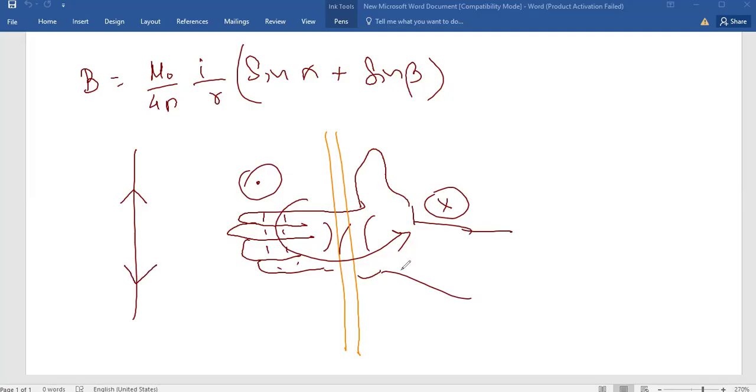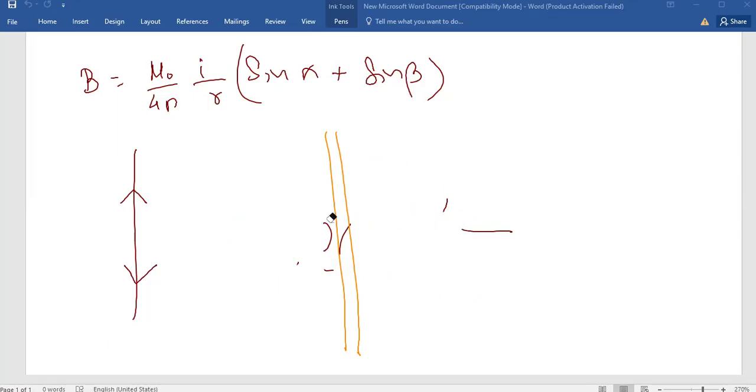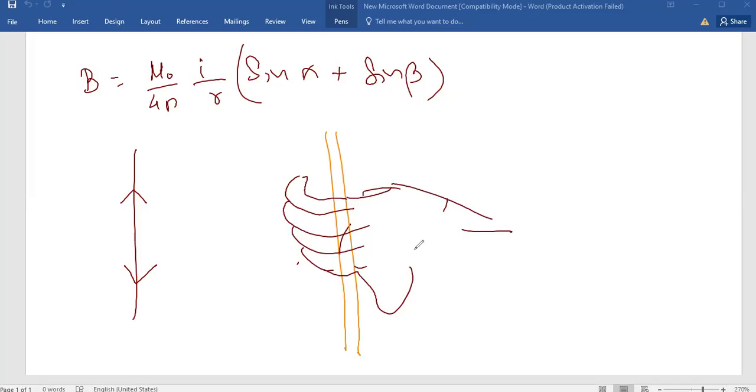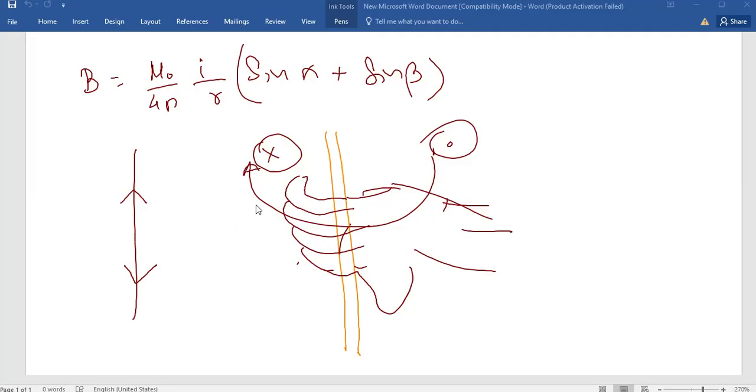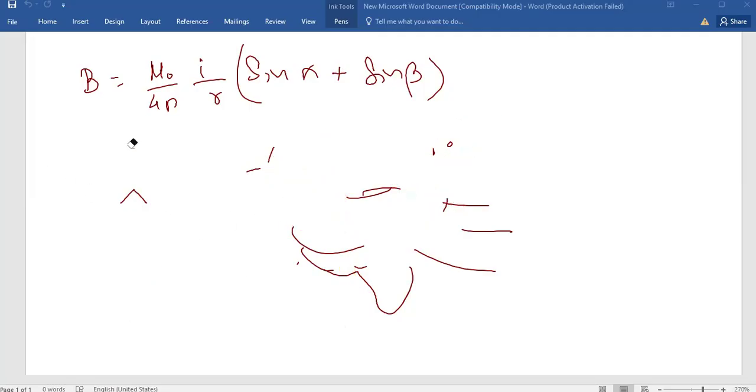If your current is going like this, then you have to change your entire hand posture, because you have to keep the thumb pointing in the current's direction, and to curl in the other direction you see this one. Now it will become like this. Then it means the magnetic field lines will go like this: this is cross and this is dot. Is it okay now? Clear? Got it, sir. There is a unique direction possible. That is the best part.